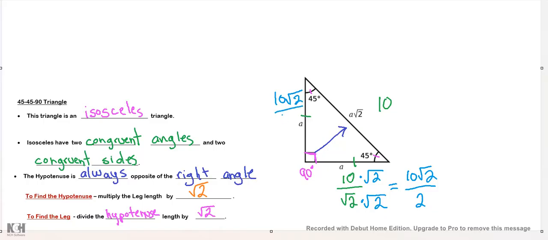This is a precise length. You could put all this into your calculator, but because of the square root of 2, it's going to give you a decimal that goes on and on and on and doesn't stop. So that's not really precise, and we don't really want to work with that.